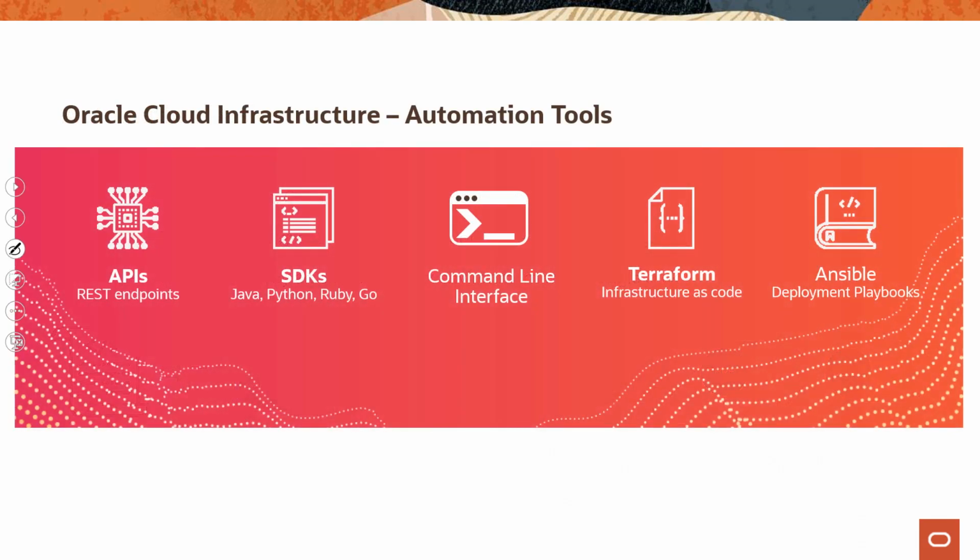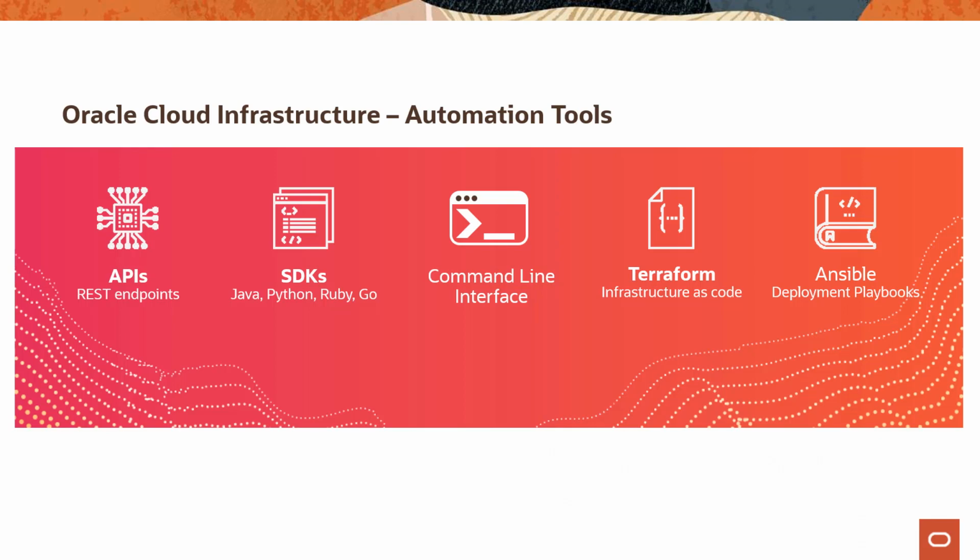Within Oracle Cloud Infrastructure, we have a number of different automation components or automation tools available. First and foremost, the APIs. These are REST API endpoints that are available in each of the OCI regions and correlate to the different services within the platform. It is possible to generate direct API assertions against these endpoints, which is typically something that would be done within a application or a custom program that's been developed.